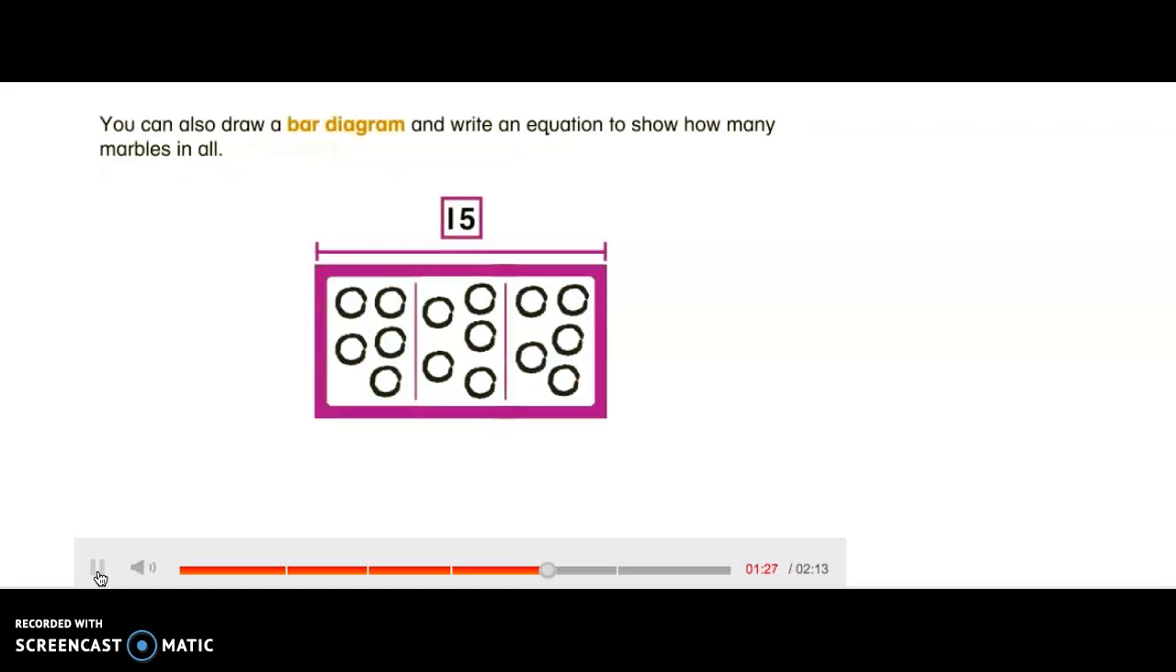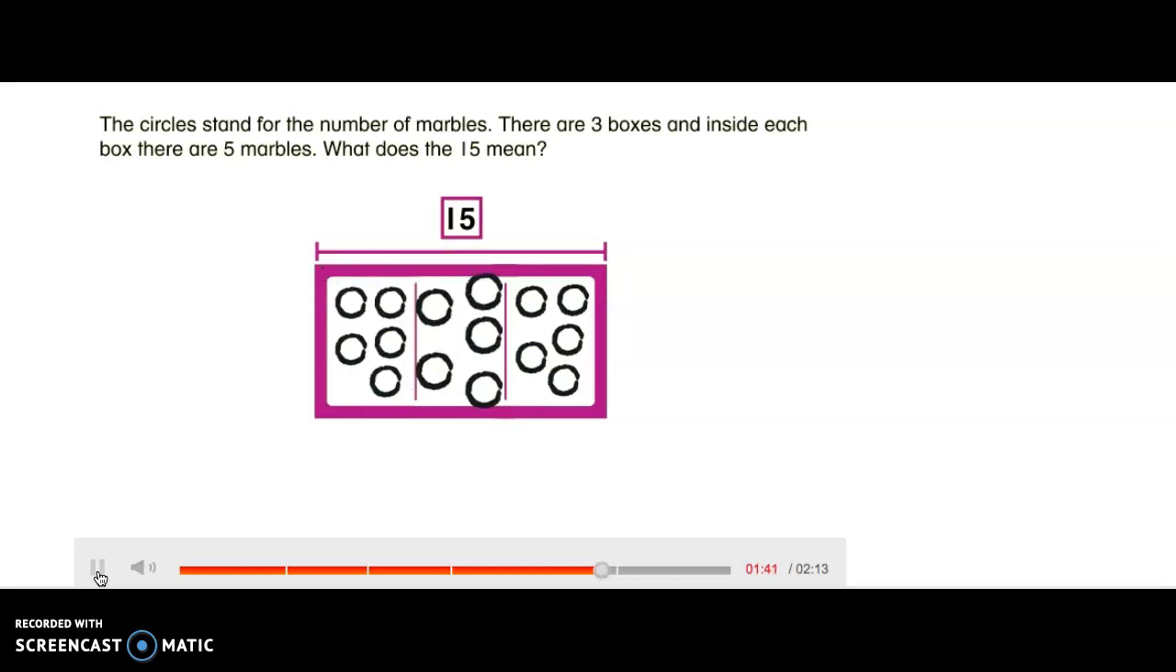You can also draw a bar diagram and write an equation to show how many marbles in all. The circles stand for the number of marbles. There are 3 boxes, and inside each box there are 5 marbles. What does the 15 mean?